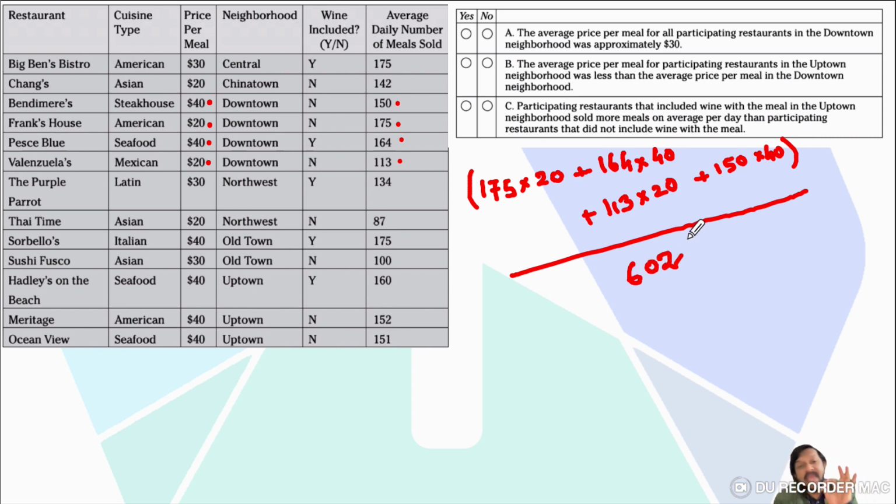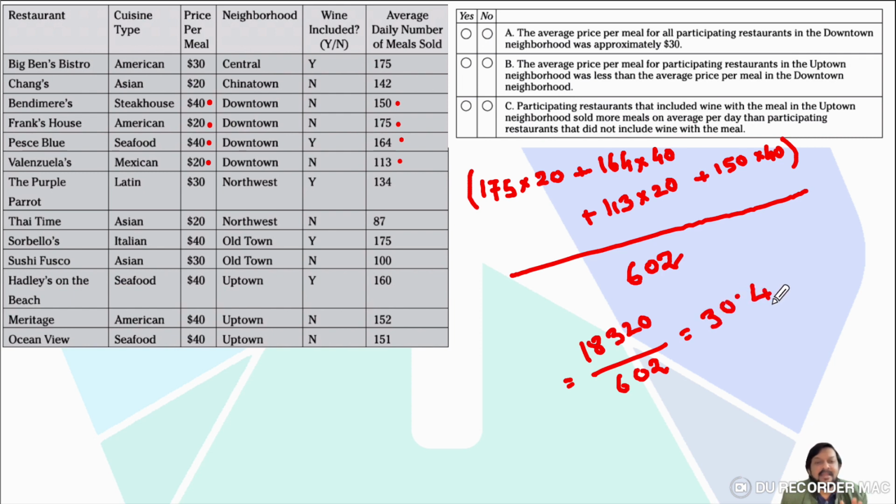That is going to be the average of all the meals served in all the downtown restaurants. Keep that in mind. So therefore, what are we going to get? After the calculation, we are going to get 18,320 divided by 602, which is coming out to be approximately 30.4, 30 point something. And therefore, when they are asking that the average price per meal for all the participating restaurants in the downtown neighborhood was approximately 30, we agree to that, and therefore we will mark it as yes.